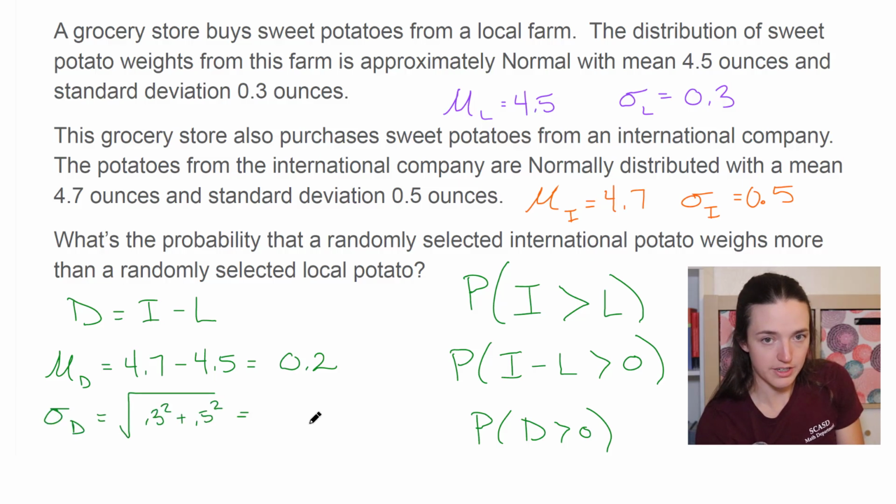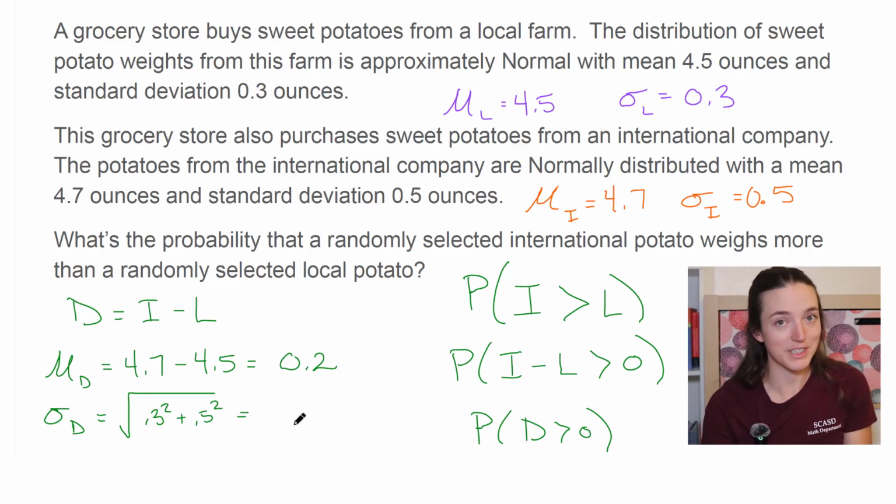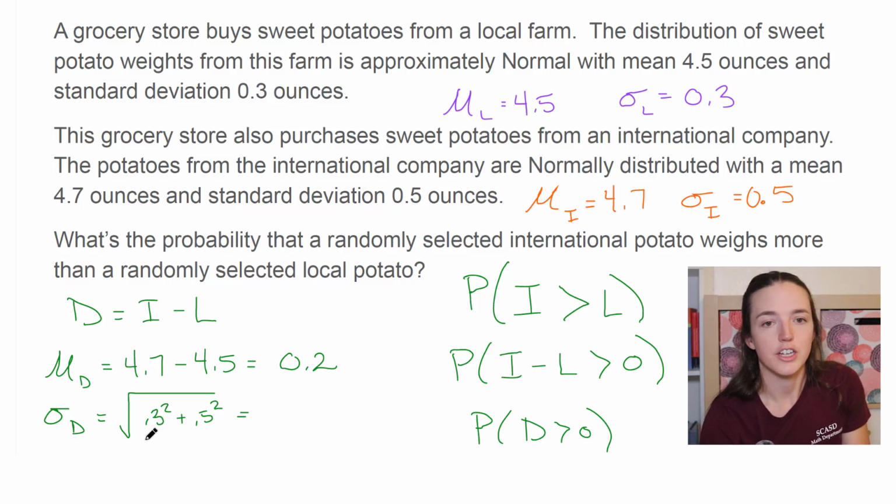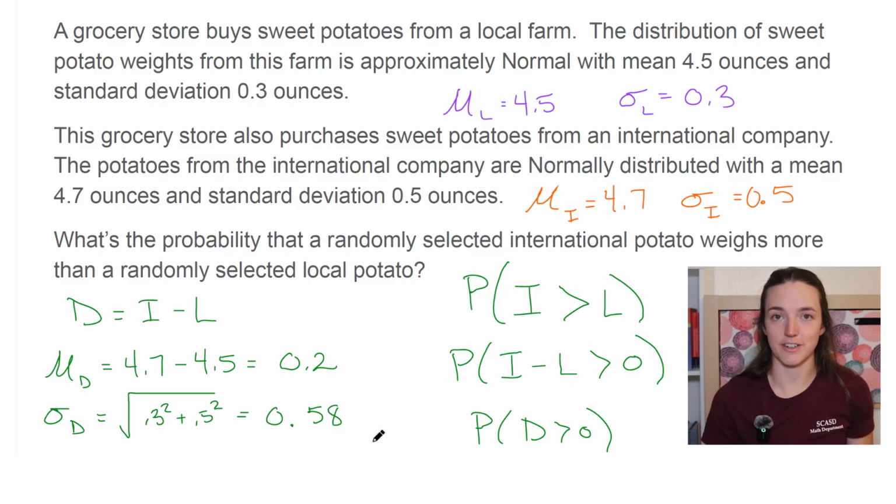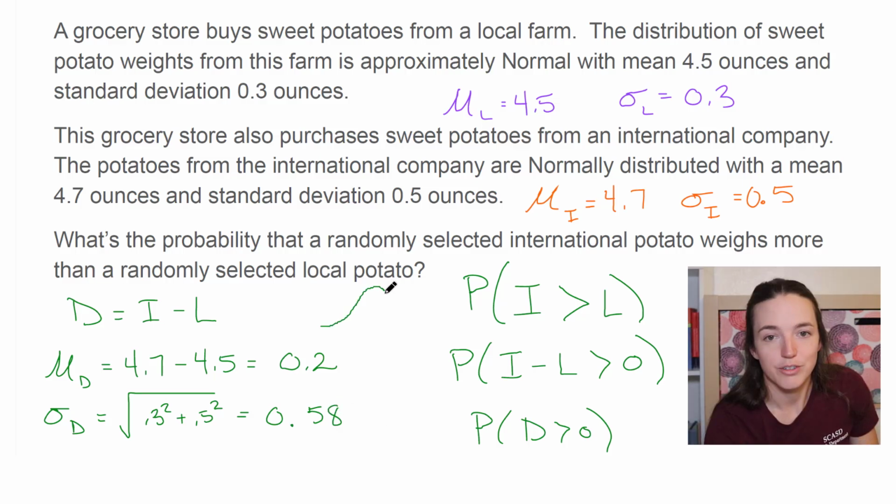And then standard deviation, once again, one does not simply subtract standard deviations. You're going to square both standard deviations, add them together, and then take the square root. 0.58 is our standard deviation of the difference. So now I can picture this distribution is centered at 0.2. I'm trying to find the probability that the difference is bigger than 0.